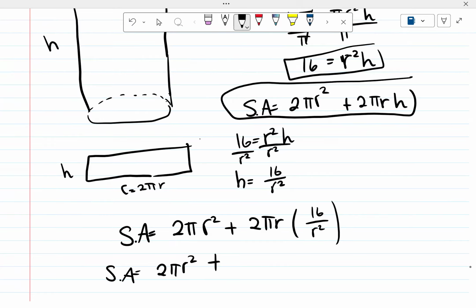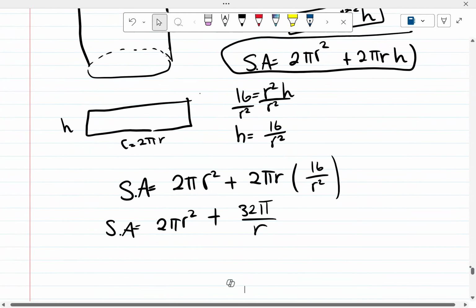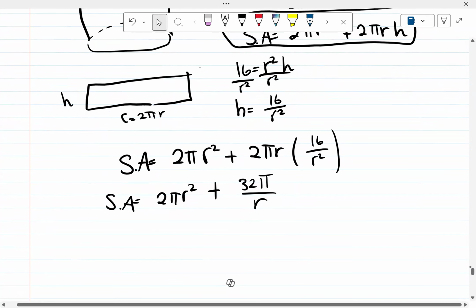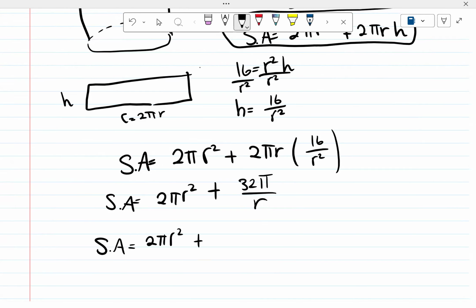2 pi rh times 16 over r squared is going to be 32 pi over r, right? Then what you're going to do is take the derivative of this with respect to r, but I have a fraction. I'm not going to write it as a fraction. I'm going to just say 32 pi over r is the same thing as 32 pi r to the negative 1. So it's going to be dSA over dr.